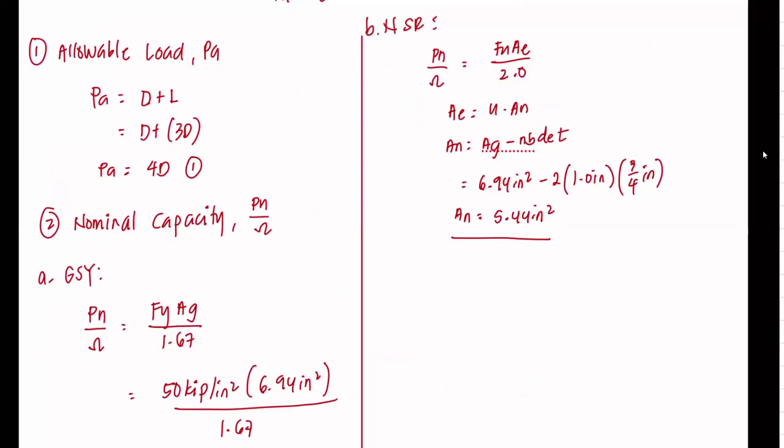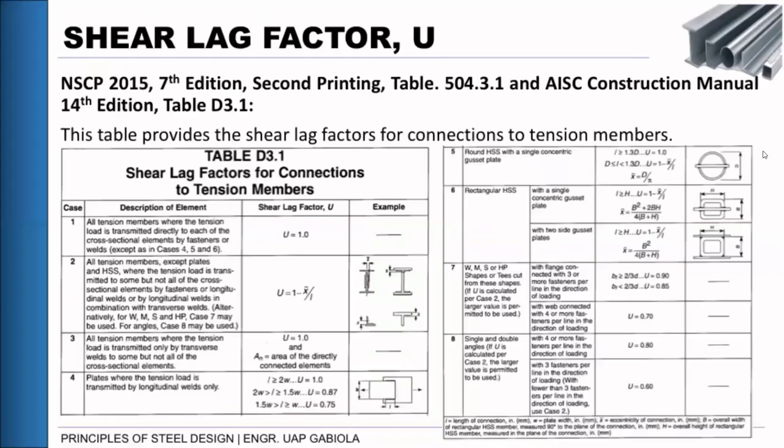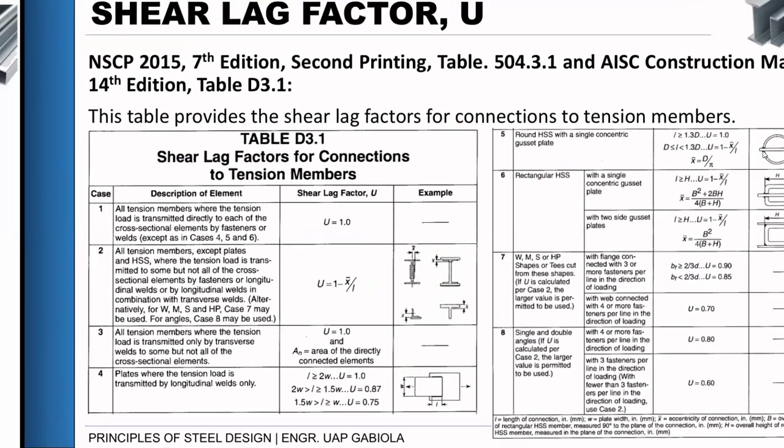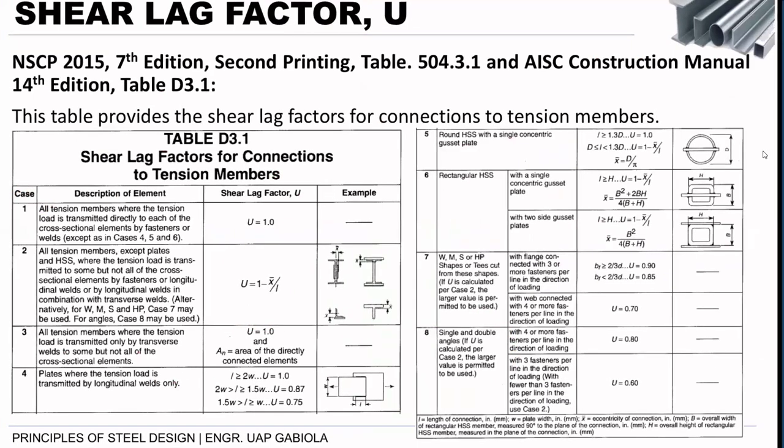So next is our shear lag factor. According to our table D3.1, since our member is connected into one leg, we cannot use case 1. So automatically, we will be using case 2. And then the other case applicable is case 8 for angles. Our condition is we have 3 fasteners per direction. So this is the other value of our U. And as mentioned here, if we use case 2, whichever is larger between case 8 and case 2 will govern.